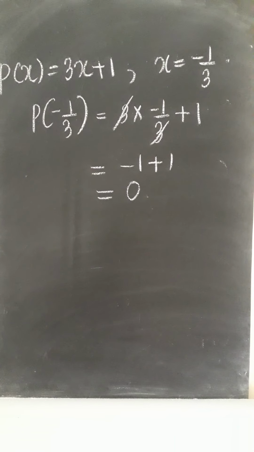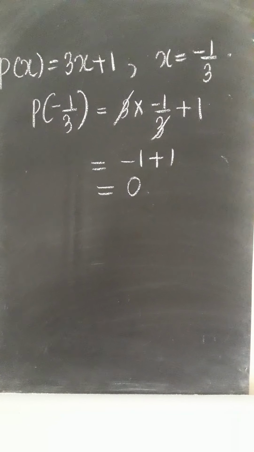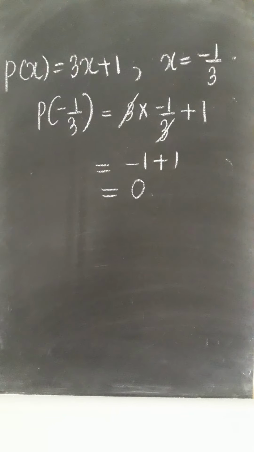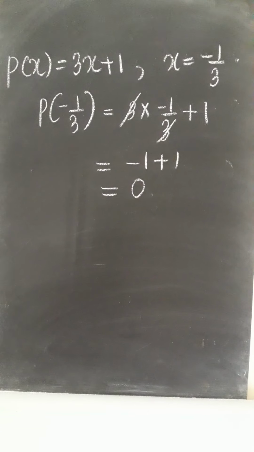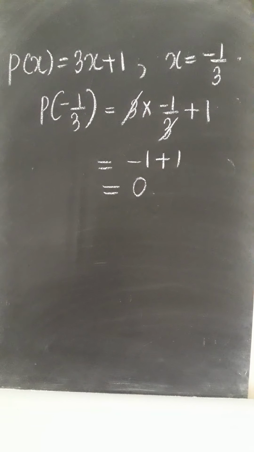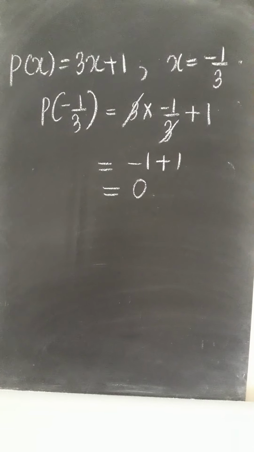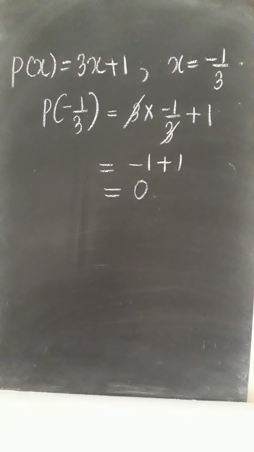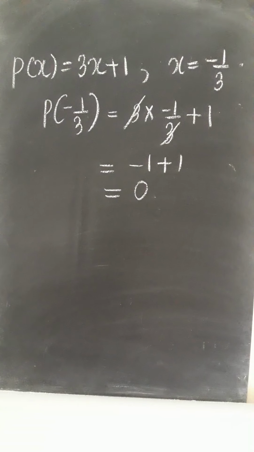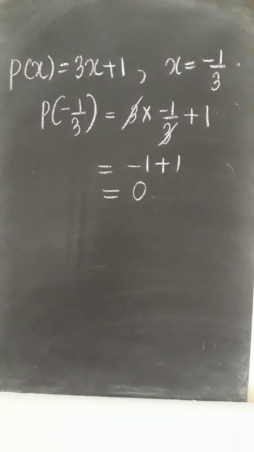So what do you observe here? P of minus 1 by 3 is equal to 0. So we can say that x is equal to minus 1 by 3 is a 0 of the given polynomial P of x is equal to 3x plus 1. Okay, so for every problem you should check whether the value of this polynomial is equal to 0 or not at the given point. Okay, so we are moving to the second question.